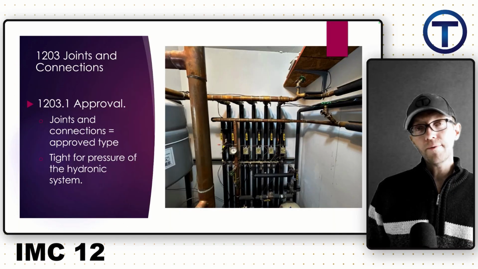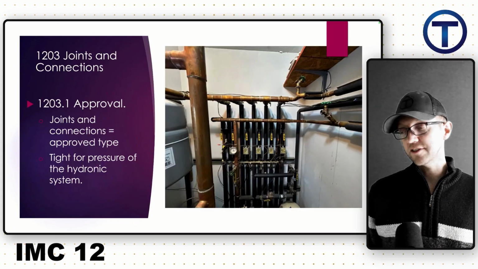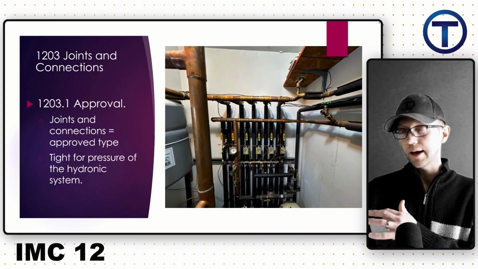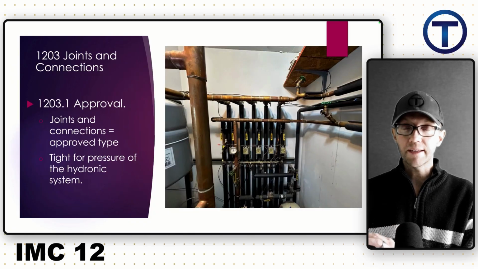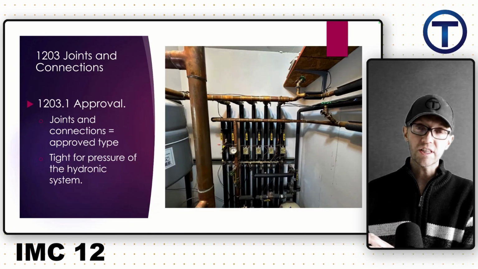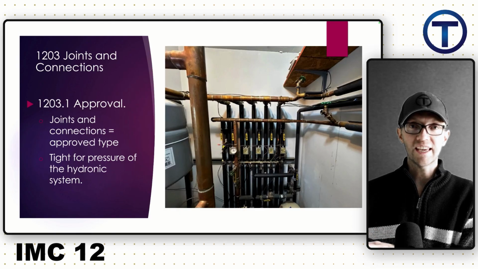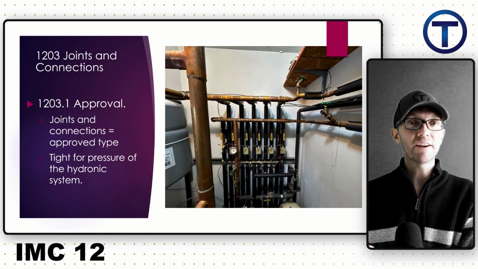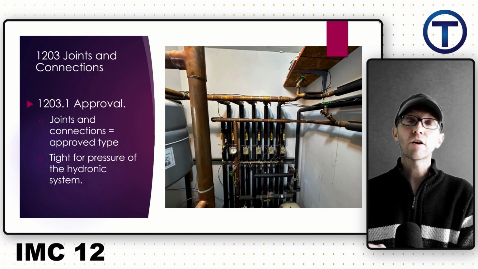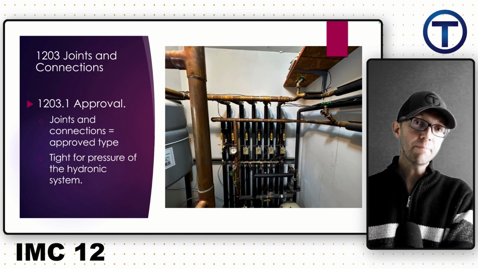Getting into my code book here, let's see, 1203, joints and connections, yes. 1203, if you look at your book there, is all about joints and connections, and it goes on for several pages about different types of pipe and the ways that they're connected. As we get into this section, the first thing that they list out are the different ways we can connect these joints together. Then we'll go through a list of different pipe materials and talk about which of those joining methods can be used for what types of pipe.